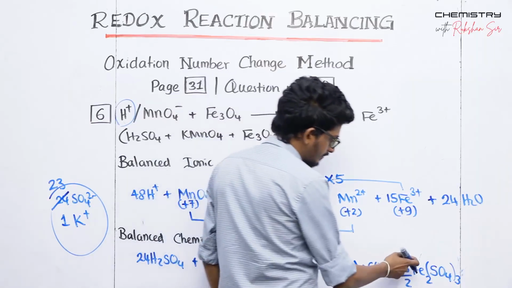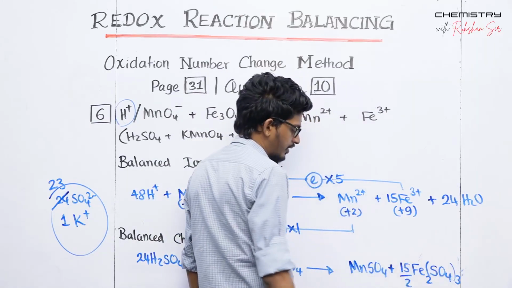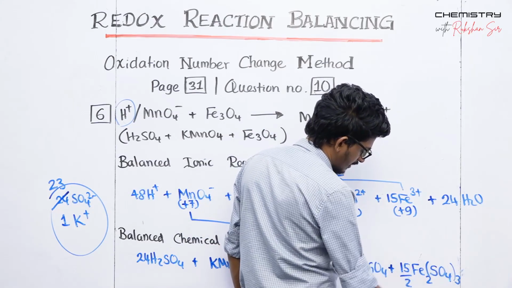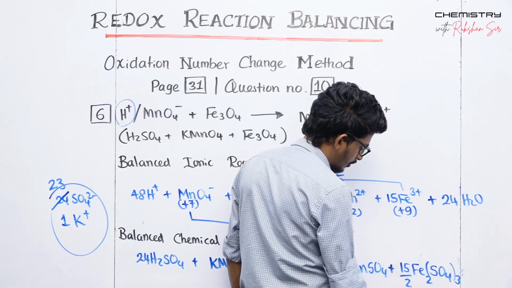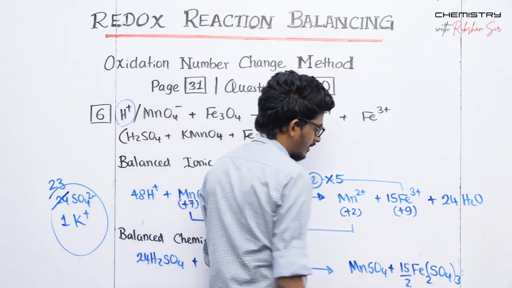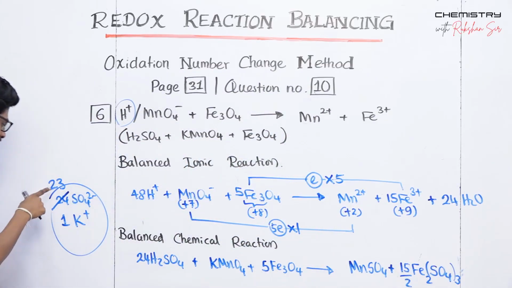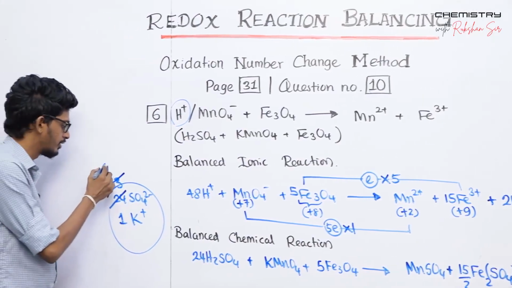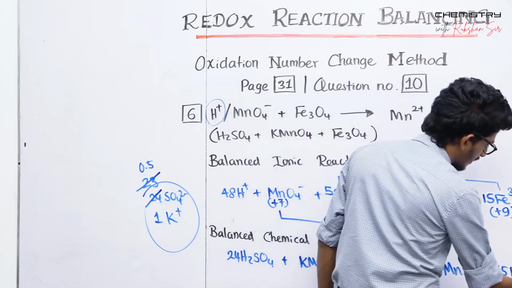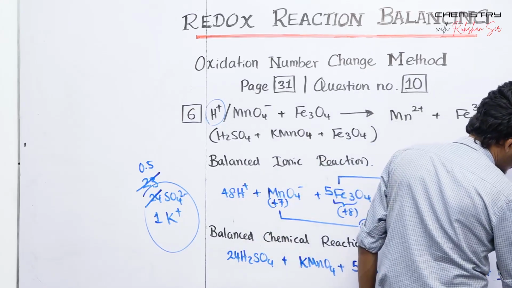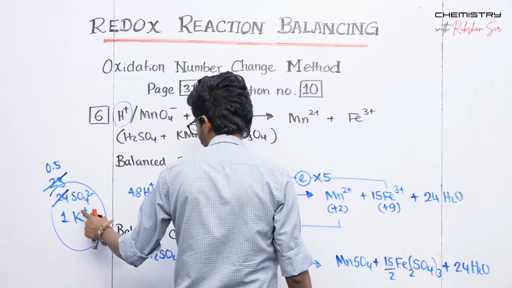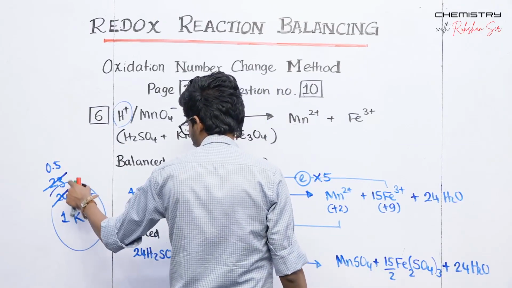So how many sulfate ions have I written? 3 into 15 is 45, 45 over 2 is 22.5. 22.5 sulfates are used here. I had 23, and I used 22.5, so 0.5 sulfates are left. Just write the chargeless species as it is. Finally, you have to write the remaining here: 1 K plus and 0.5 sulfates.